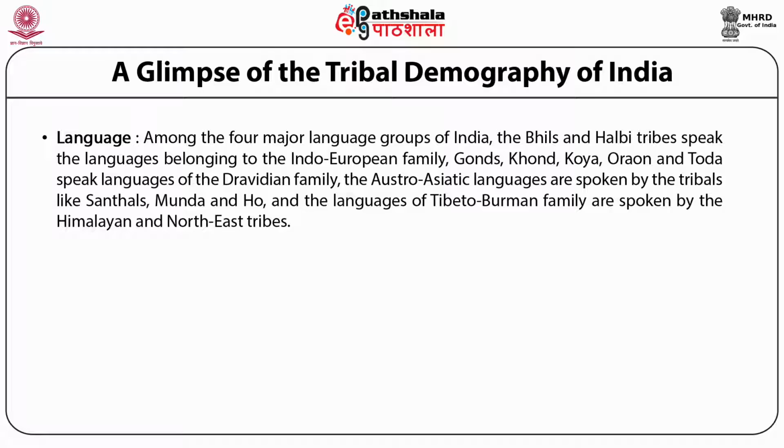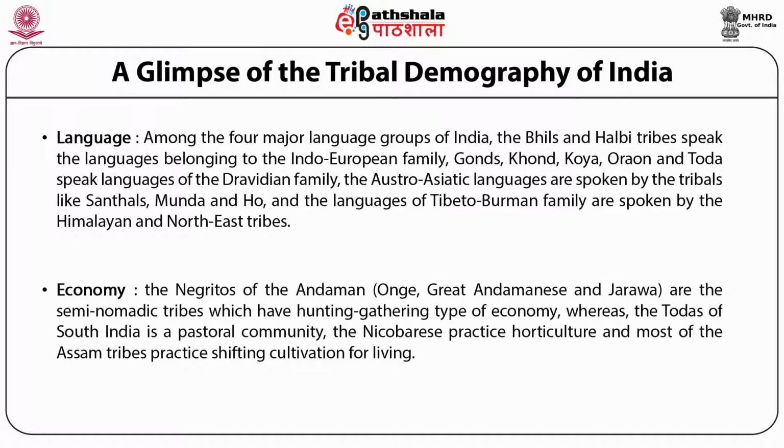After language, there is also variation among the tribes on the basis of their economy. For example, the Negrito tribes of Andaman, the Onge, Great Andamanese and Jarawa, are nomadic and practice a hunting-gathering type of economy, whereas the Toda of South India are pastoral. The Nicobarese practice horticulture, and most of the tribes of Assam practice shifting cultivation, whereas the tribes of central India practice settled cultivation.